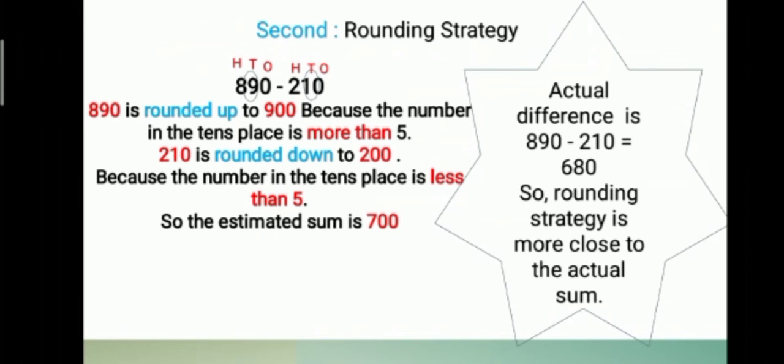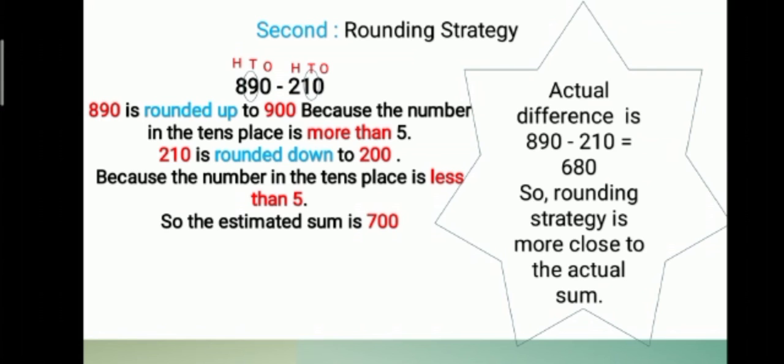The second strategy is called the rounding strategy. 890 minus 210. 890 is rounded up to 900. Why? Because the number in the tens place is more than 5, as we said before. 210 is rounded down to 200 because the number in the tens place is less than 5. So the estimated difference is 700. The actual difference is 890 minus 210.